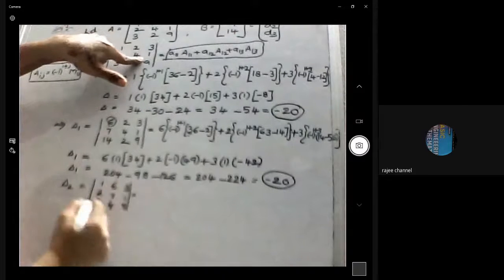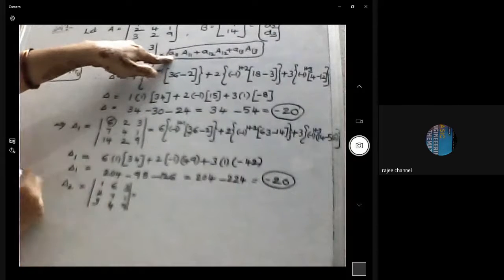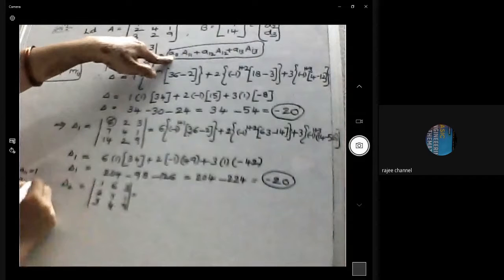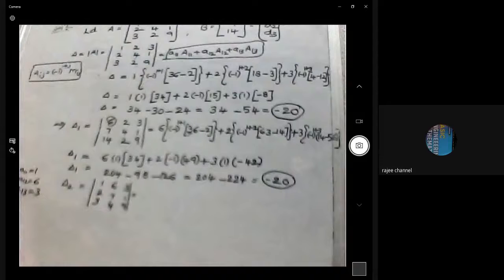Now we find the determinant value. We can use this formula here. A11 is equal to 1, A12 is equal to 6, A13 is equal to 3. Now we can find.